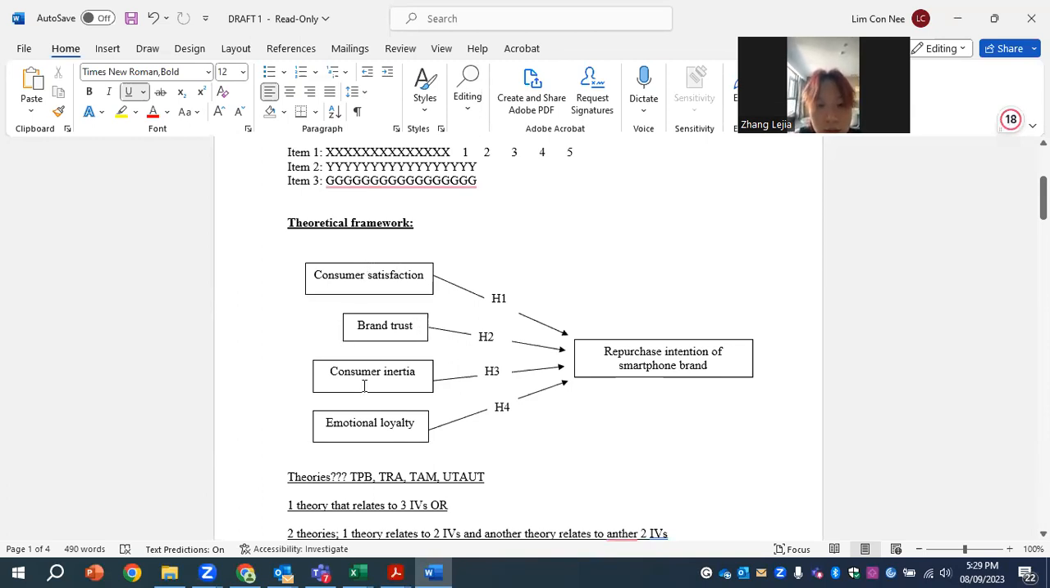Customer satisfaction, brand trust, inertia, emotional loyalty are all the literature review that we need to write, plus the DV and IV. After that, you need to talk about the relationship. This one and this one, this one and this one. What happens? Okay. You try.